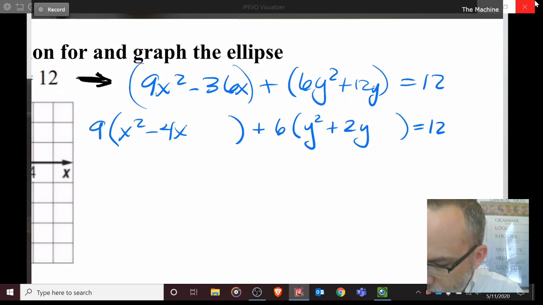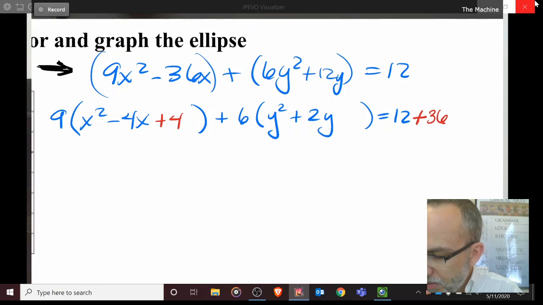So, look at the b term right here, 4. What's half of 4? That would be 2. Square that and add that in right here. So I would be adding in plus 4. But what do I do now to the other side? It's going to be plus something. What do I do? It's not going to be plus 4 because I didn't really add in plus 4. I added 9 times positive 4, which is 36. So if I added 9 times 4 to the left side of the equation, I need to add in 36 to the right side.